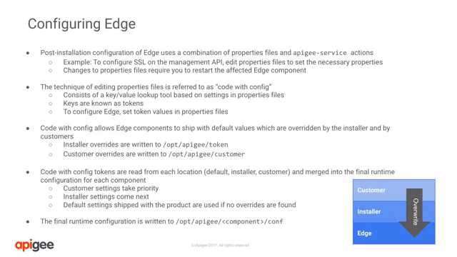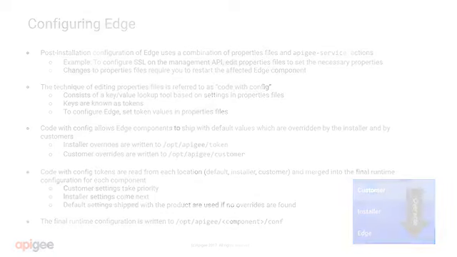Customer overrides are written to /opt/apigee/customer. Code with config tokens are read from each location and merged into a final runtime config. Customer settings take priority, installer settings come next, and if no overrides are found, then the default settings become the runtime values. Final runtime configuration can be seen in the conf directory of the component.